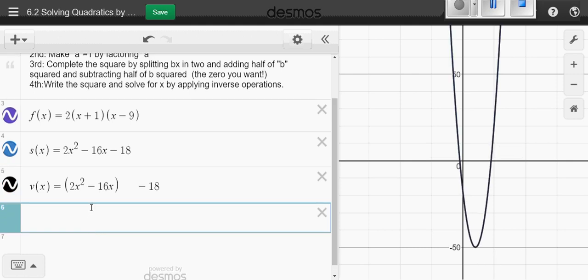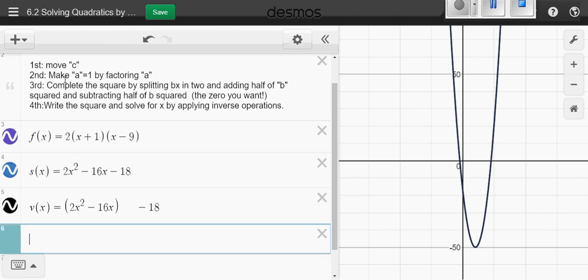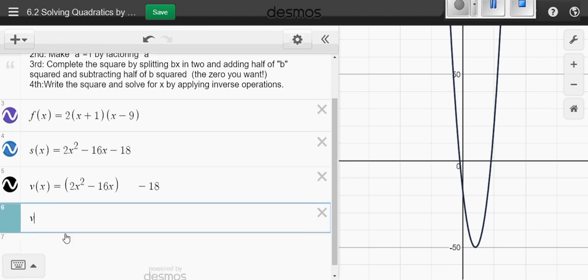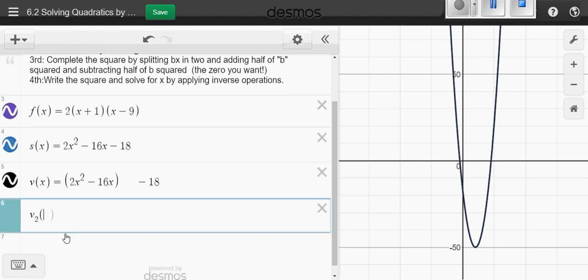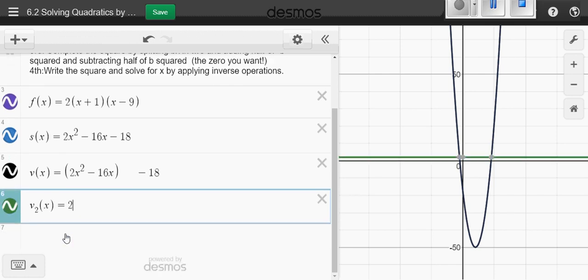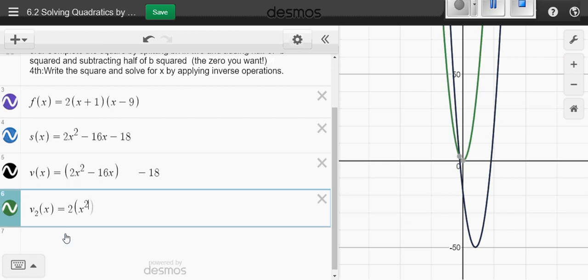So what I need to do in my next step, step 2, is make a 1 by factoring a. You could also divide. It's easy to see here because I multiplied everything by 2. But that's not always the case, so I will call this v2 and put the 2 out in the front. x squared minus 8x minus 18. So that's my second step.